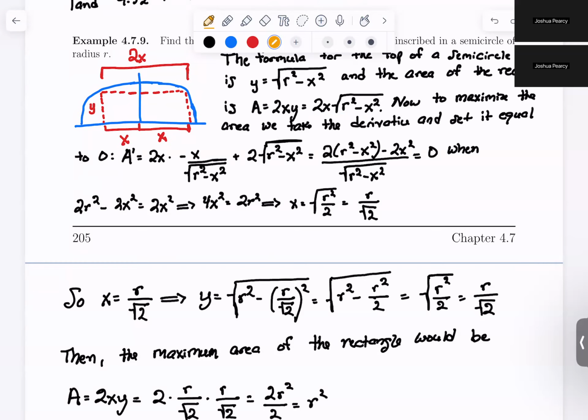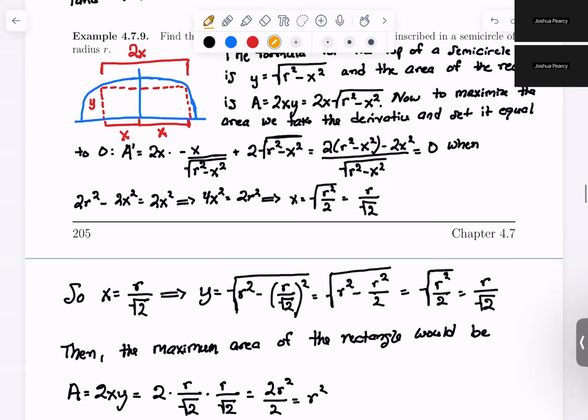So now what we can do is write this all over a common denominator of the square root of r squared minus x squared. How do we do that? We just multiply this term here by the square root of r squared minus x squared, and it will give you 2 times r squared minus x squared, minus this 2x squared piece over here that we get from 2x times negative x. So now we set this equal to 0, and we solve it.